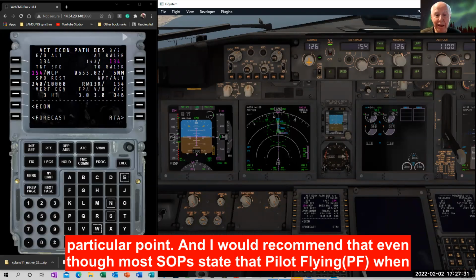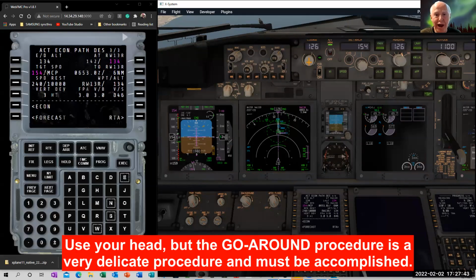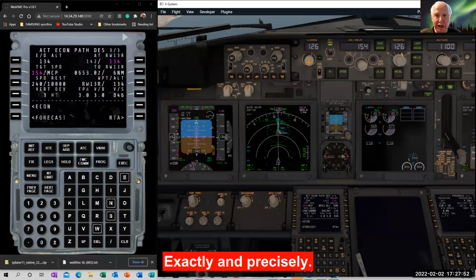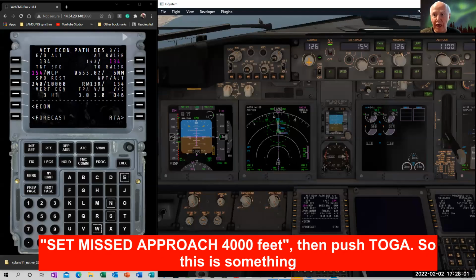And I would recommend that even though most SOPs state that pilot flying when engaged with an autopilot will make all MCP entries, use your head. The go-around procedure is a very delicate procedure and must be accomplished exactly and precisely. I would recommend that the pilot flying call for a change in the altitude on the MCP. Set missed approach 4,000 feet, then push TOGA.